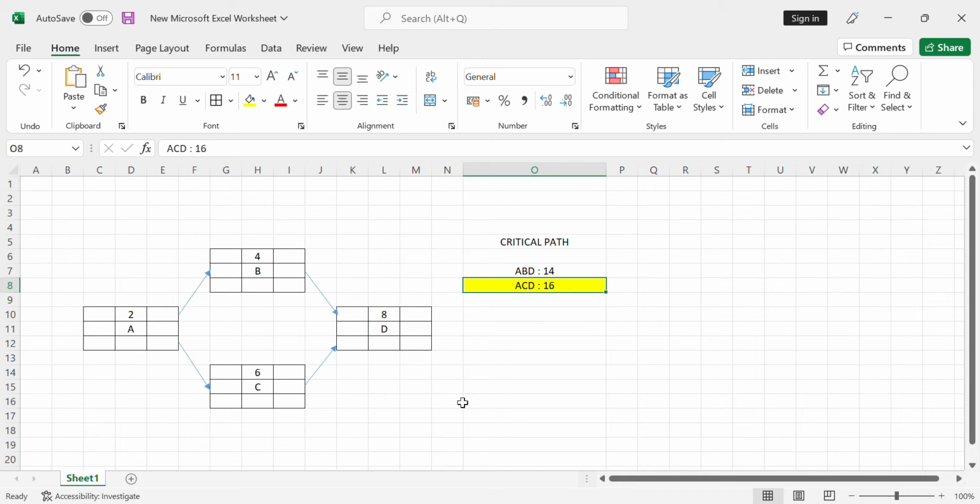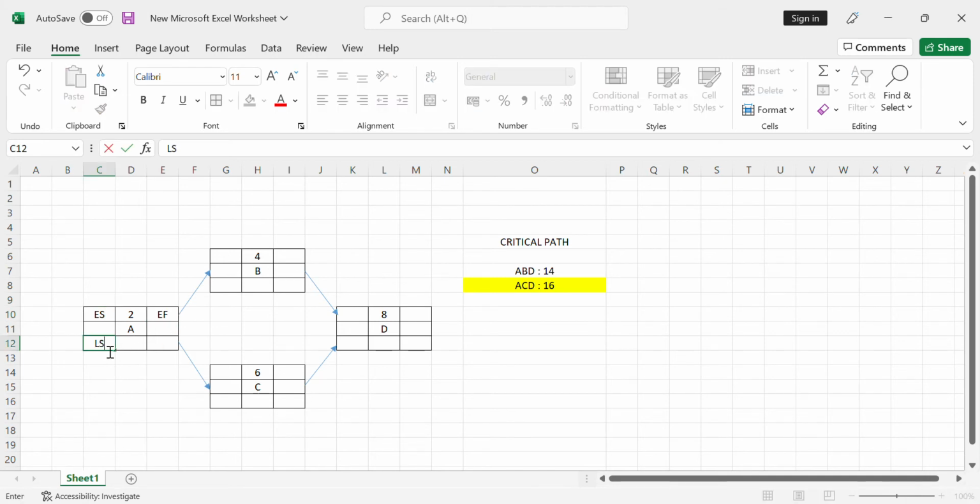Always remember, to solve this network diagram we have to follow the critical path. Now we'll solve the first one, A, C and D. So what will be the early start? Always remember, this is early start, early finish, late start and late finish. So the first path is A, C and D.